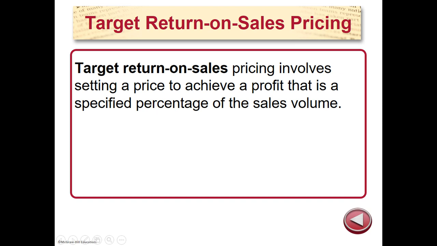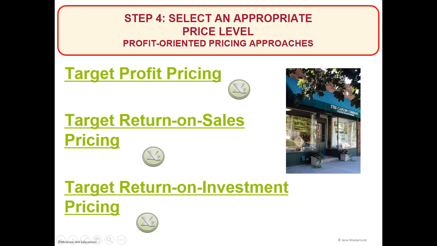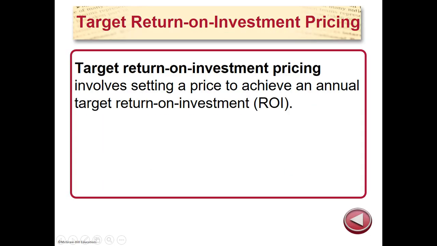That involves setting a price to achieve a profit that is a specified percentage of the sales volume. Okay? That's also used. Then there's targeted return on investment pricing. Set a price to achieve an annual target return on investment, or ROI, as you learn in your finance or accounting class. Okay? The fixed ROI.